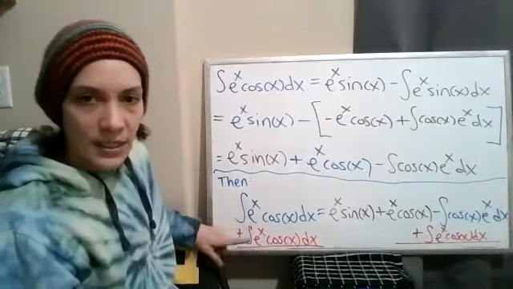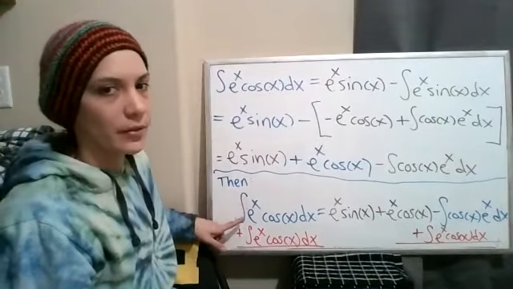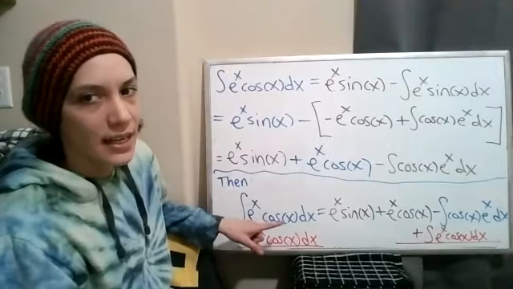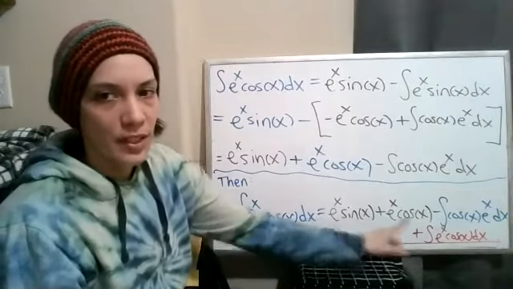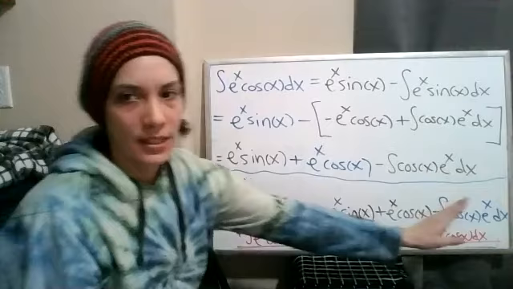All right, so this plus this, we have two of them, so 2 times the integral of e to the x cosine of x dx is equal to just this part now, because that negative integral and positive integral add up to 0.